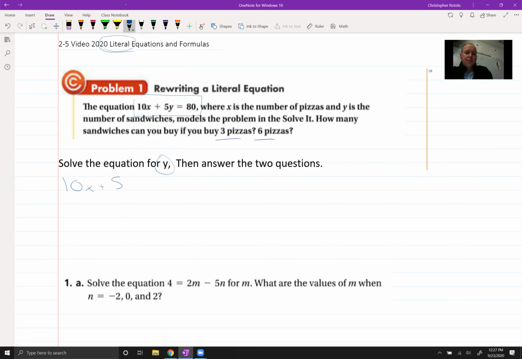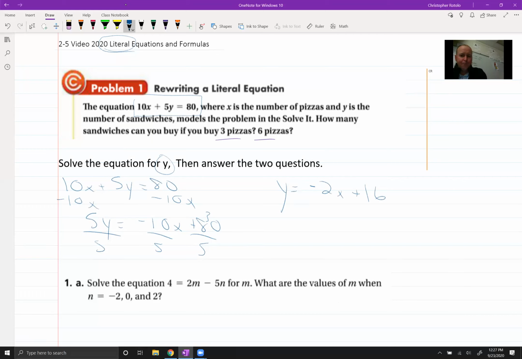So I'm going to put this down here: 10x plus 5y equals 80. Well, I'm going to get rid of the 10x. So I have 5y equals negative 10x plus 80. And then I'm going to divide everything by 5. So my first task is just to write it as y equals negative 2x, and 5 goes into 80 sixteen times. So it makes it a little bit easier to deal with.